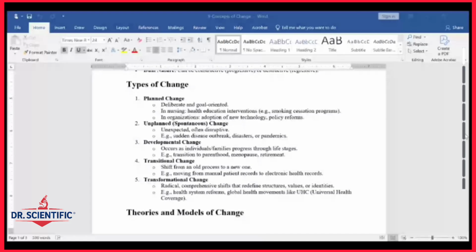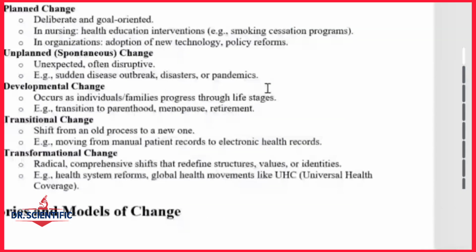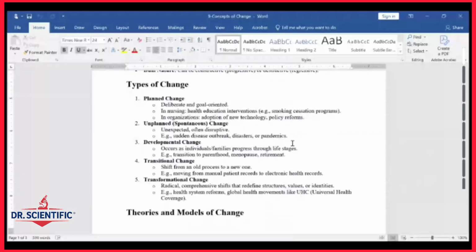Type of change, number 1, planned change: deliberate and goal-oriented. In nursing, health education interventions, e.g., smoking cessation programs. In organizations, adoption of new technology and policy reforms. Number 2, unplanned change: spontaneous, unexpected, often disruptive, e.g., sudden disease outbreaks, disasters, or pandemic.